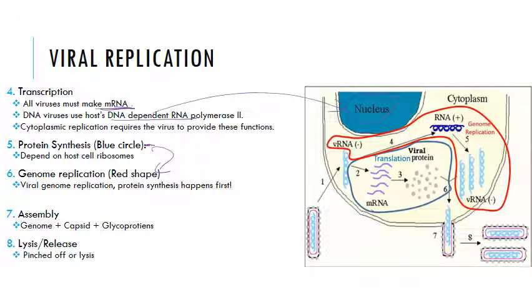Finally, once all of this is done, we're going to assemble. How are we going to do that? Well, remember, it's a fairly simple machine. You're just going to take that genome you made, you're going to complex it with the capsid. If you have any glycoproteins, they're going to complex with that too. Once you've got all of that complexed together, it's time to leave the cell. So you can either be pinched off, as is being shown here, or if enough of them build up, pop, you can just lyse the cell.